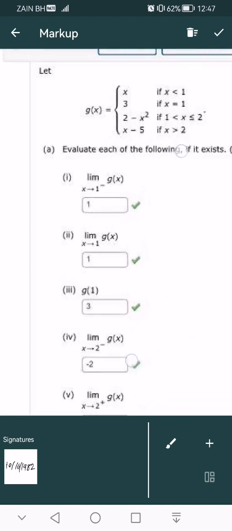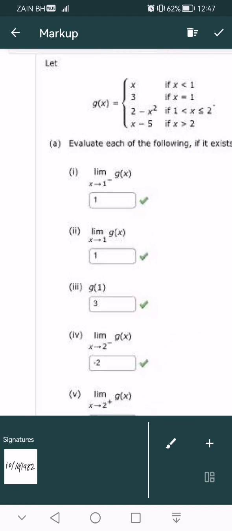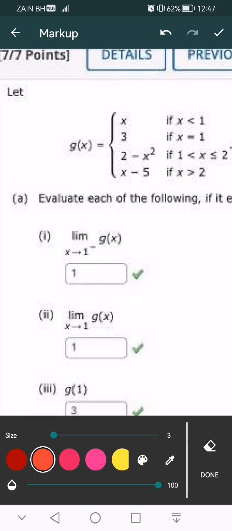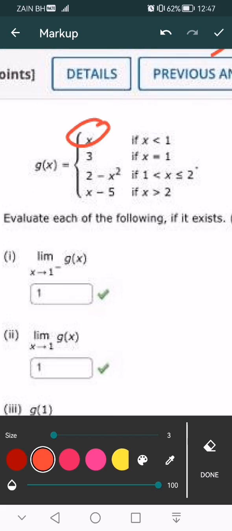Question 14. They say this is very important. They say limit x goes to 1. They give me g of x. It will be x if it is less than 1, and it will be 3 if it is equal to 1, and it will be, you have to use this function, see me, if the x is greater than 1 but less than or equal to 2.